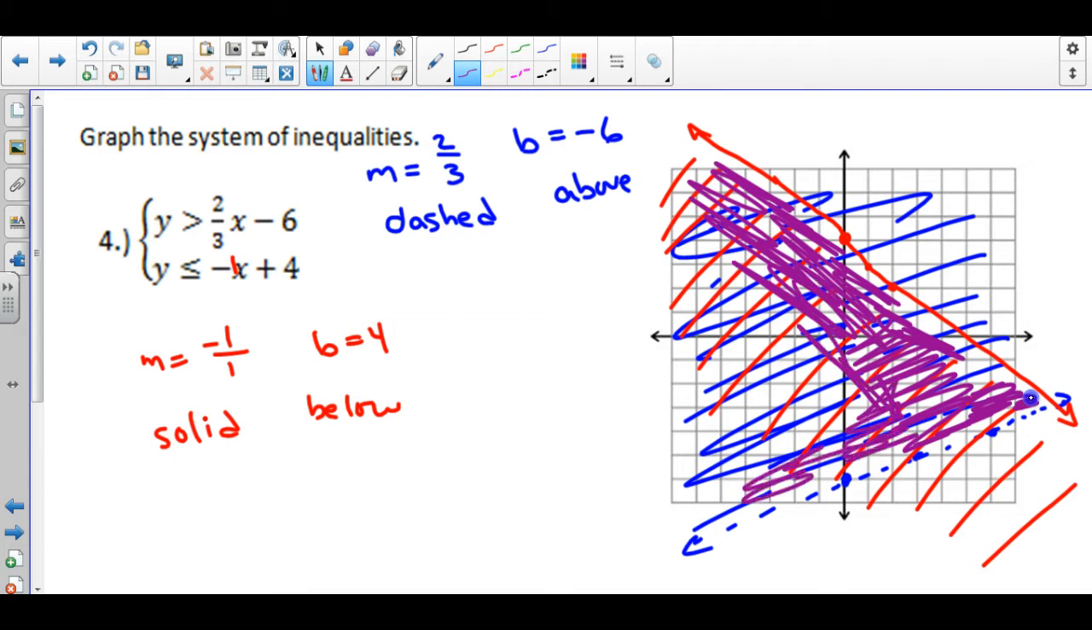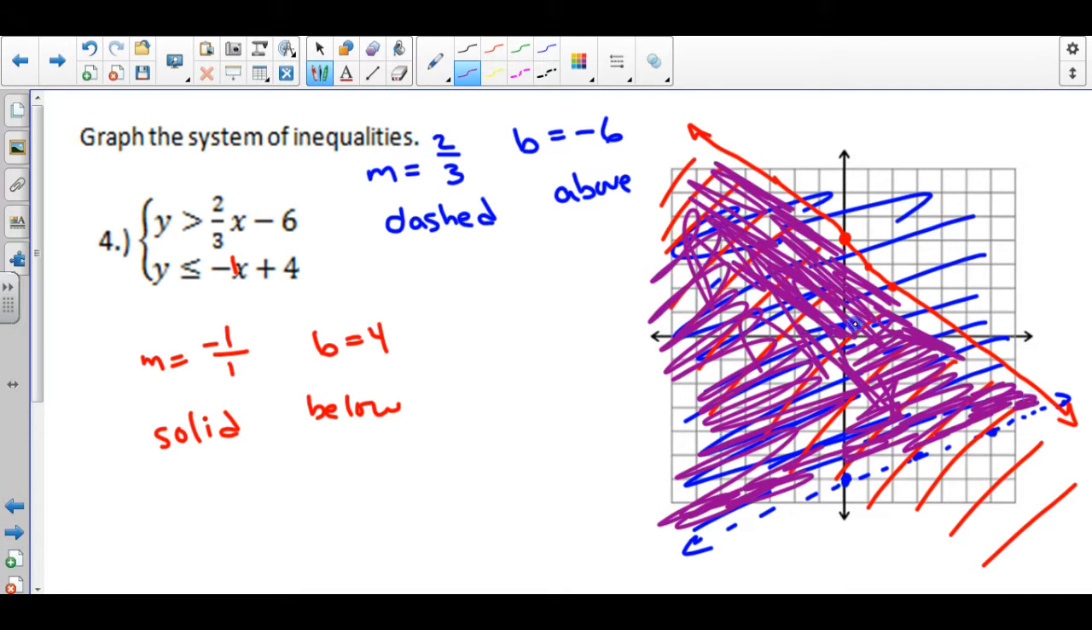So I look at the point (0, 0), which is part of this region, and (0, 0) is part of the solution. What that means is if you substitute 0 in for x and 0 in for y in both of these inequalities, it would work.